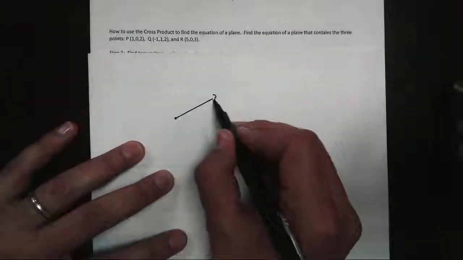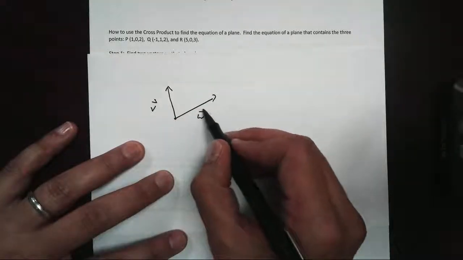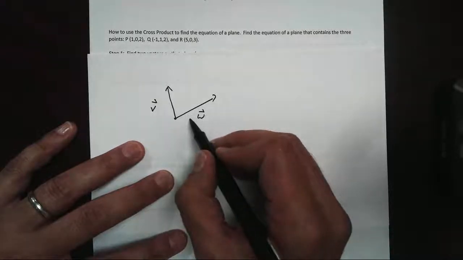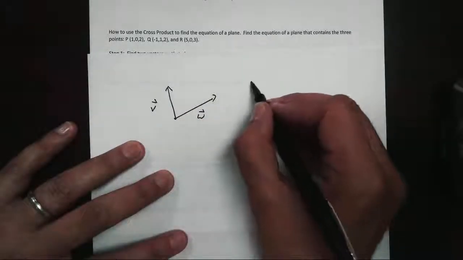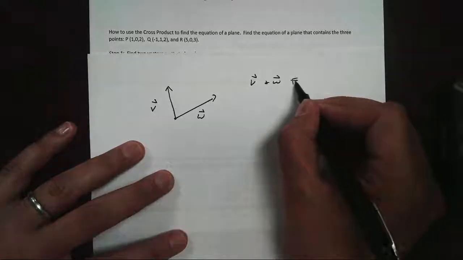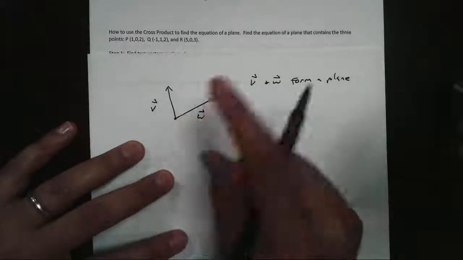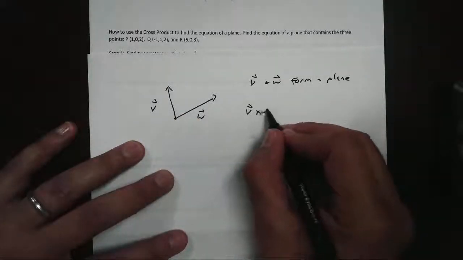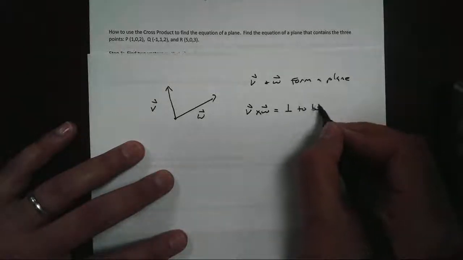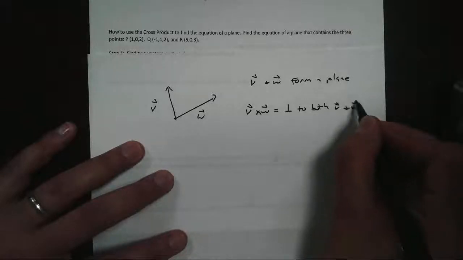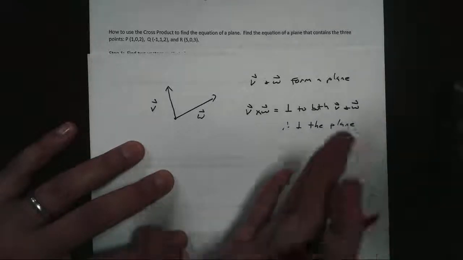Imagine we have two vectors intersecting, and we'll call this vector V and this vector W. Earlier in the first part, we talked about how two intersecting vectors form a plane. So V and W form a plane. We also know from the cross product that if I cross V and W, this cross product will be perpendicular to both vector V and W, and therefore perpendicular to the plane itself. We know that from our right-hand rule.